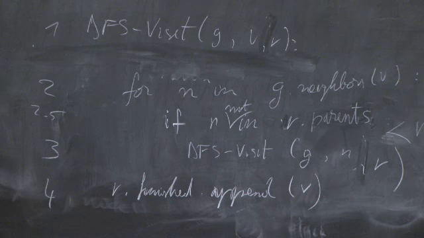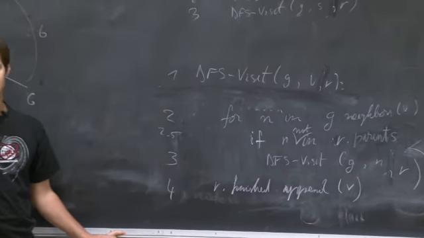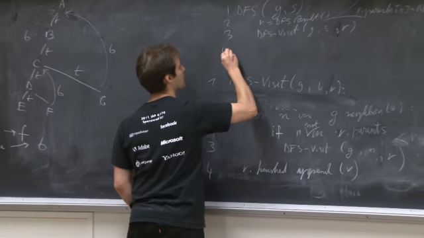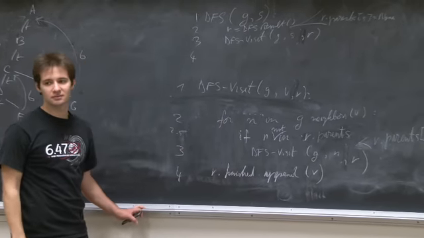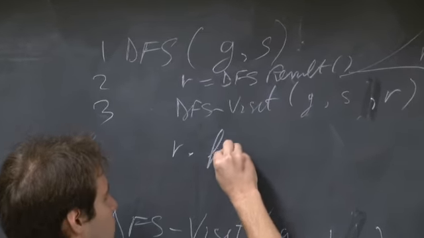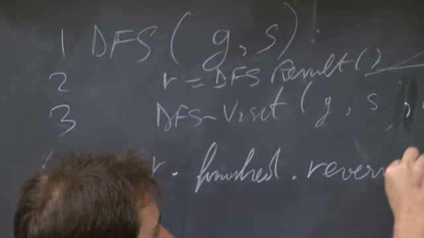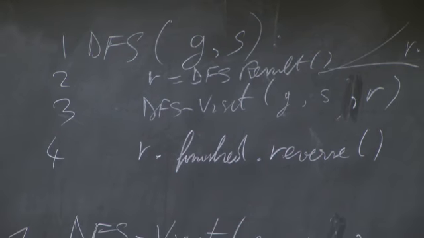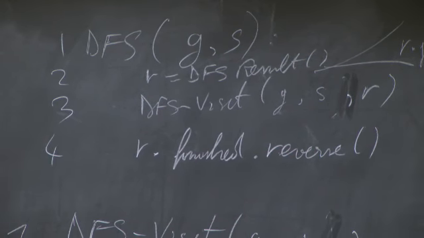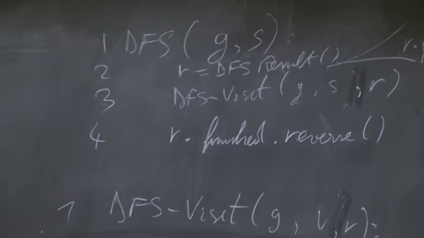Okay, and then where can I reverse the list? Line 4 of the first. Okay, how would I do this? finished dot reverse. Like this? I think that's okay in Python. I think so too. So this will give me a topological sort. Let's figure out why this works intuitively.